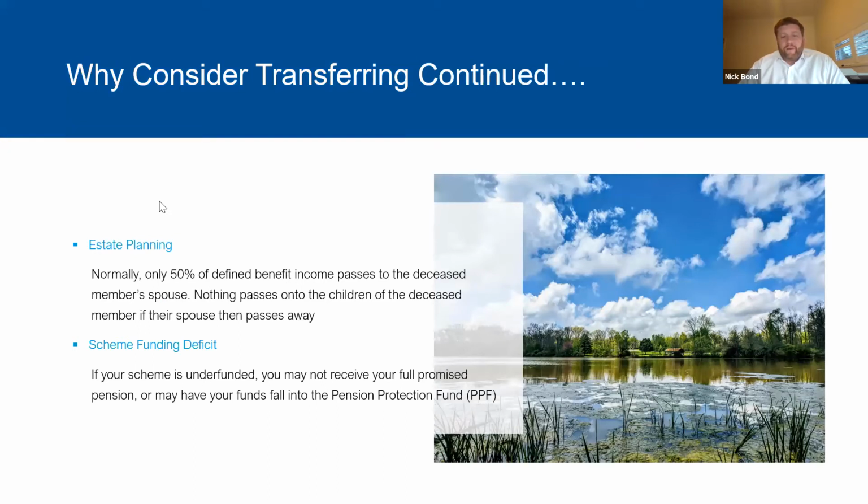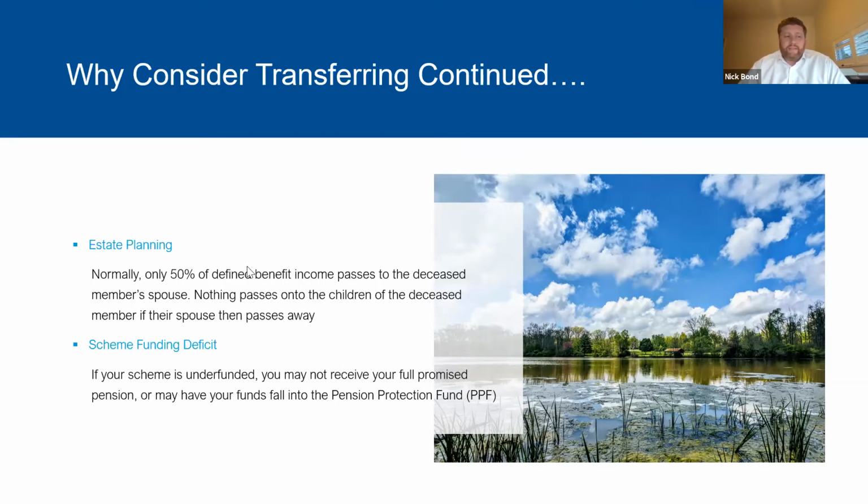Estate planning. With a final salary scheme, and look, there are lots of different types, but normally 50% of your pension income will pass to a surviving spouse when you pass away. It can vary, it can be 66%, it can be lower than 50%, but a lot of them are 50. If there is no spouse, and your children are over 23 and have ceased full-time education, then there'll be nothing to pass on to any beneficiaries. It will all fall back to the scheme once you pass away.